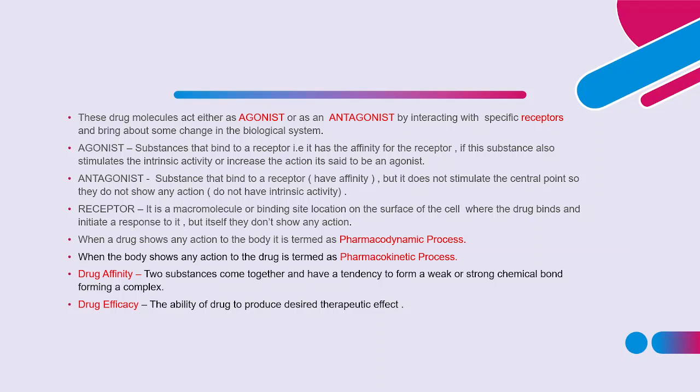Now coming to receptors. So what are receptors? These are macromolecules. They have a binding location or a binding site, and they are present on the surface of the cell tissues. Whenever a drug is taken, it goes and binds to its respective receptor. They show some conformational change and show their action. The action can be agonist or antagonist, or any effect that we want.